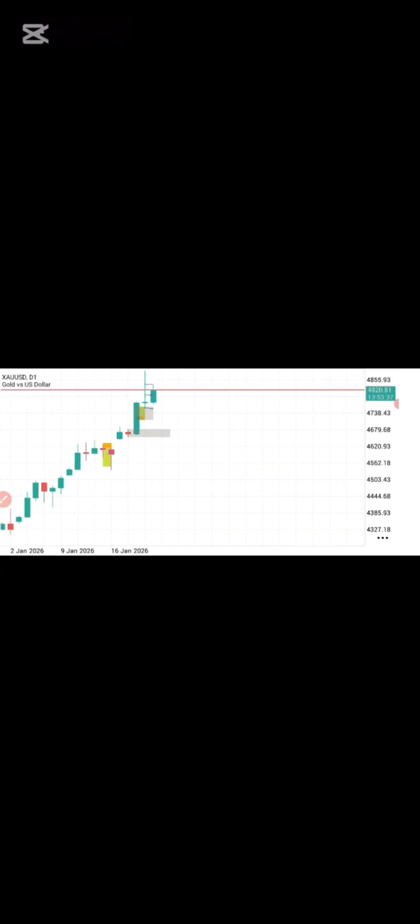Before I take a decision in this trade, let me go to the daily time frame. Looking at this daily time frame, you will see that buyers are in control of the market. From here we have higher highs and higher lows, higher high, higher low, and higher high.